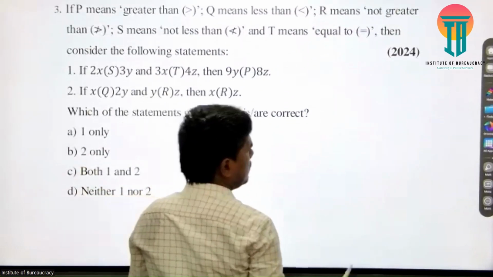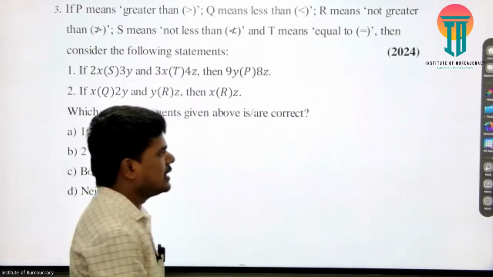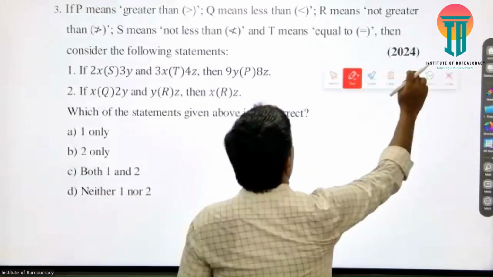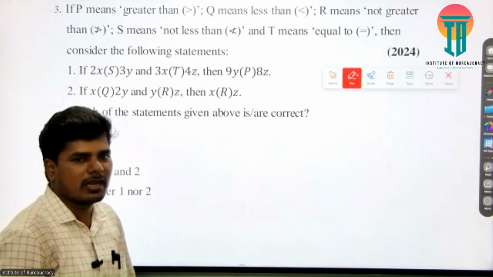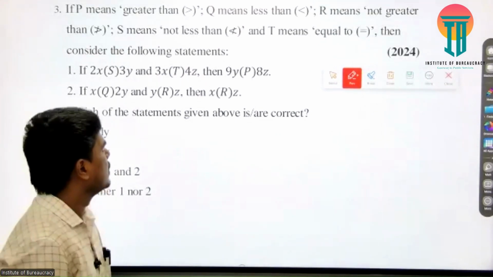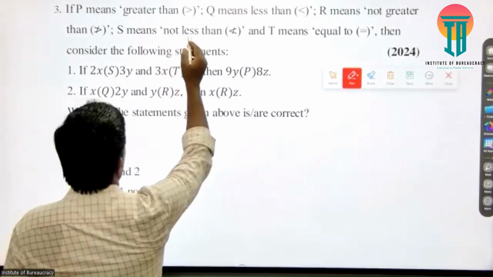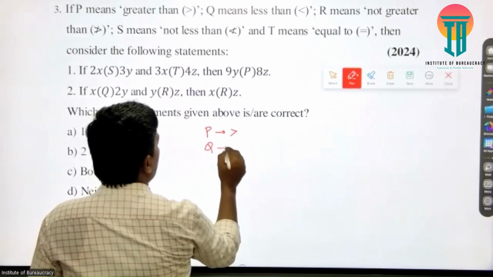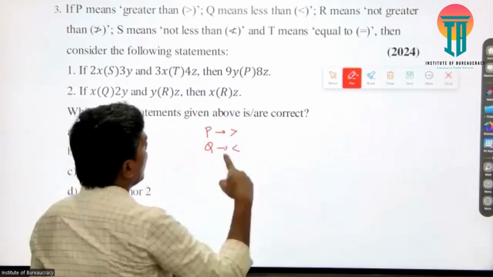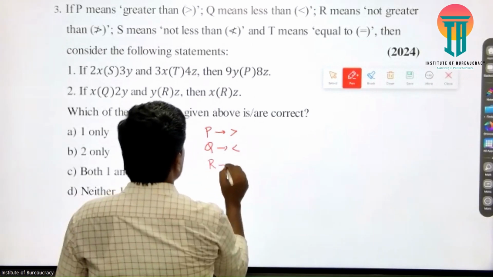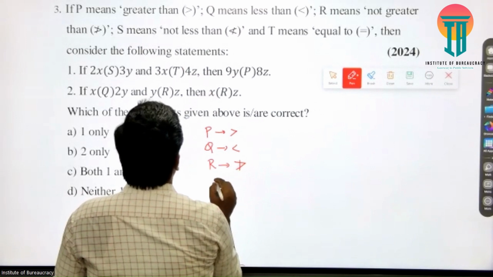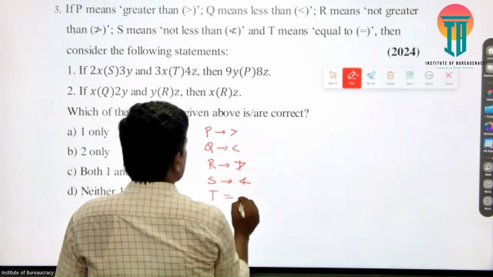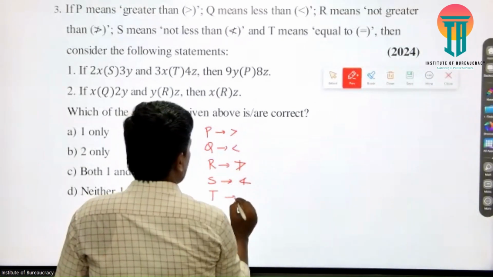Okay. This one. This is, of course, this question is based on the relation operation, like less than, greater than, equal, less than, not greater than, that concept. So what they say, P means what? Greater than. P means greater than. Q means less than, strictly less than. R means not greater than. R means it is not greater than. S means it is not less than. T means it is equal to. T means what? It is equal.